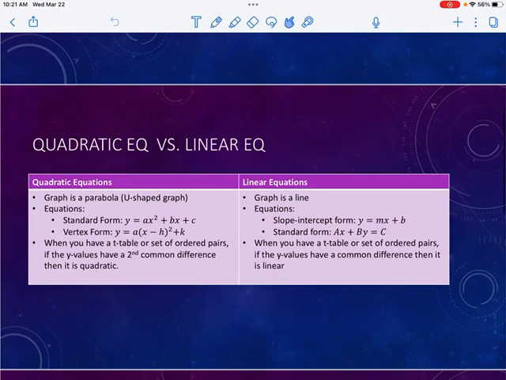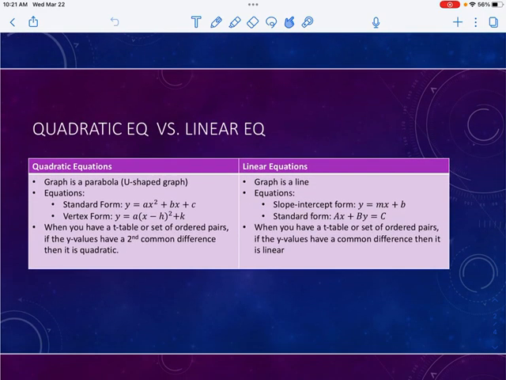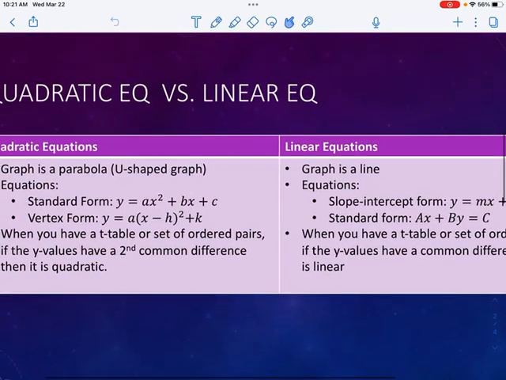Okay, so we're going to start in looking at quadratic equations versus linear equations. So when we look at a quadratic equation, let's just talk graph for a second. So the graph of a quadratic equation, remember, is a parabola, which is a U-shaped graph. So our graph typically is going to look like this. Okay? Compared to a linear, the graph is a line. So you're going to be looking something along those lines.